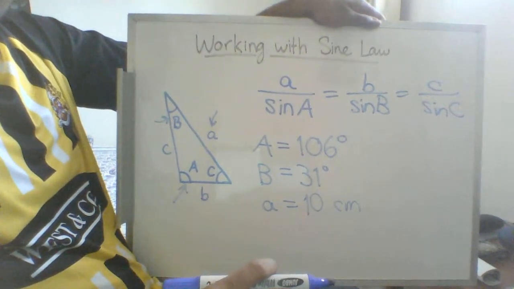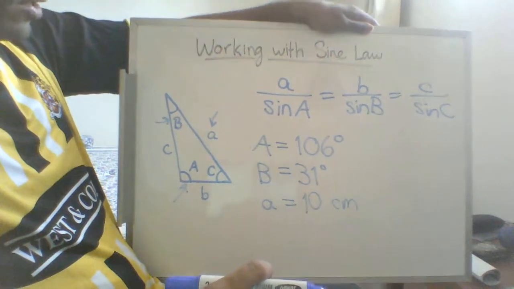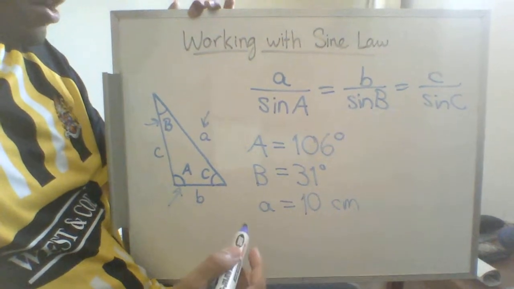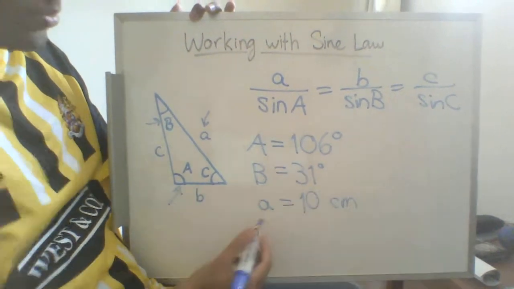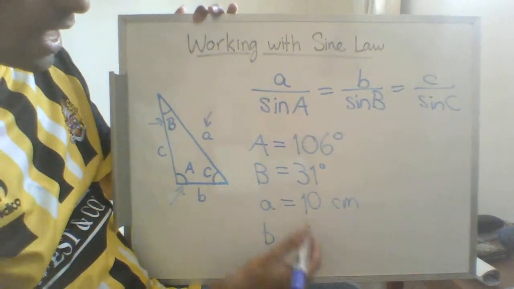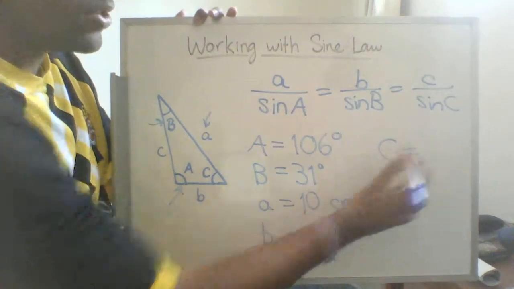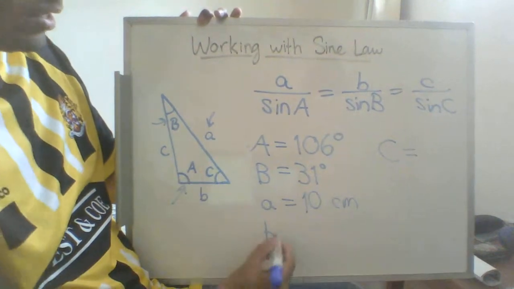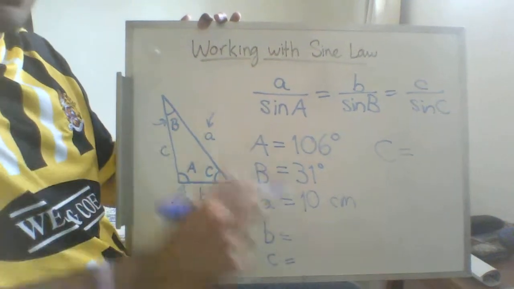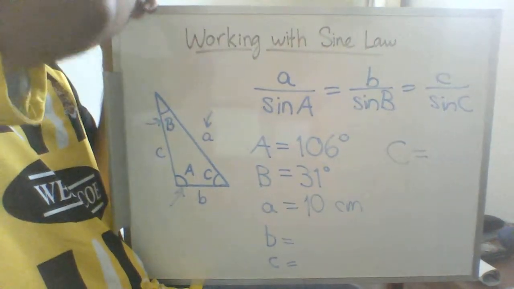Now, the question says, solve the triangle. What that means is you have to figure out all the information that you're missing. So we need to figure out little b, little c, and also big C, angle C. We don't know what that is yet. Then we need to figure out the length of side B and the length of side C. That's what we're working with here.